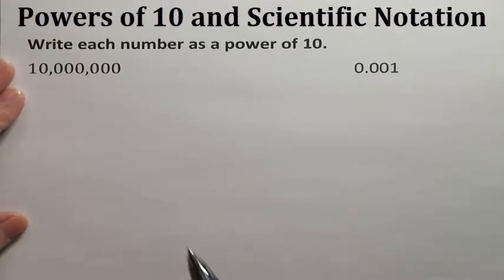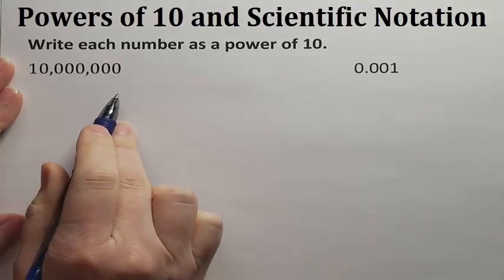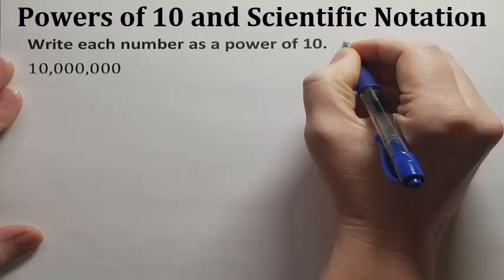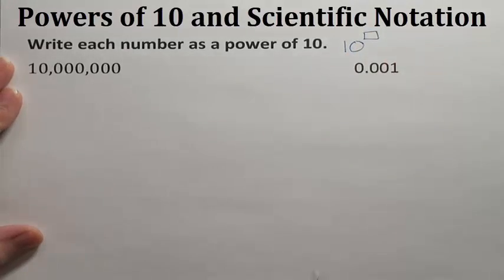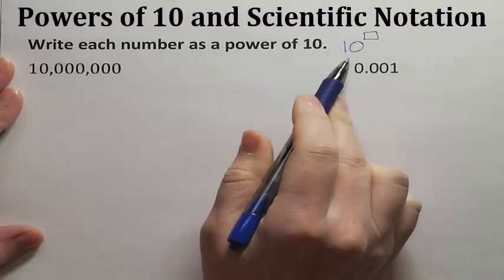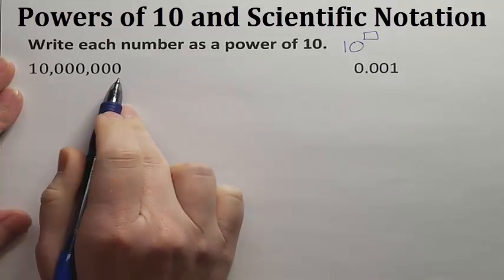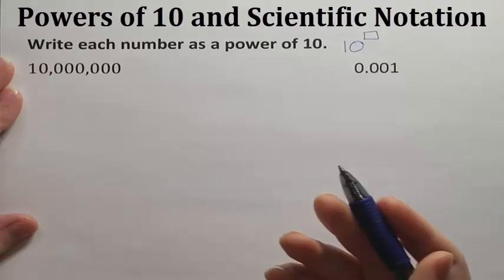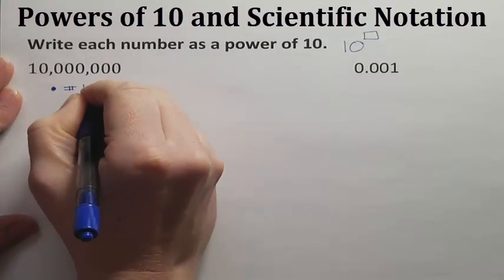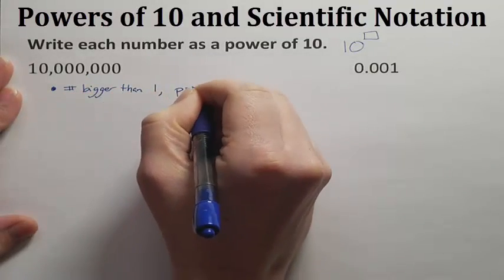Now we're going to go backwards. If I give you a really big number that probably won't fit into your calculator, can you give it to me with a base of 10 raised to some power? Can you give it to me in the method that we just did? If it is bigger than 1, we know that we had a positive power.